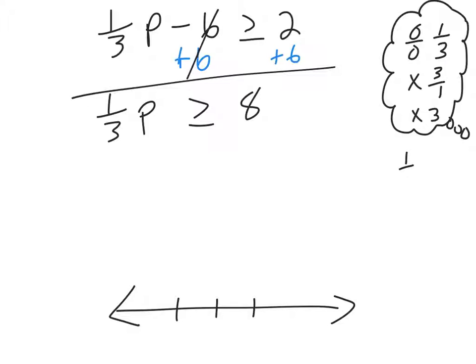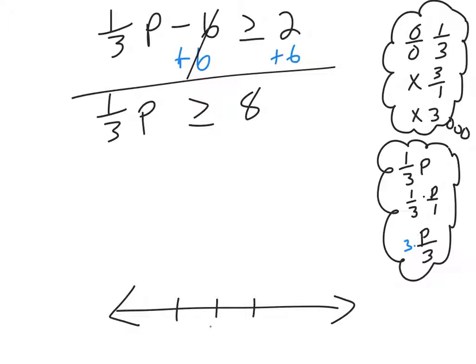Another thing you can say is, okay, 1/3 p, well, multiply 1/3 times p. That's like saying 1/3 times p over 1. Multiply across, you have p over 3. So how do you undo p divided by 3? You'd multiply by 3. So either way you look at it, it's the same thought. You're going to multiply both sides by 3 to get rid of the 1/3 p. So those cancel. You're left with p is greater than or equal to 24.